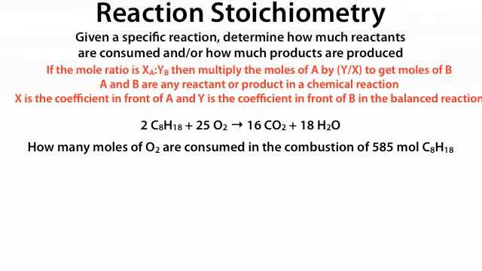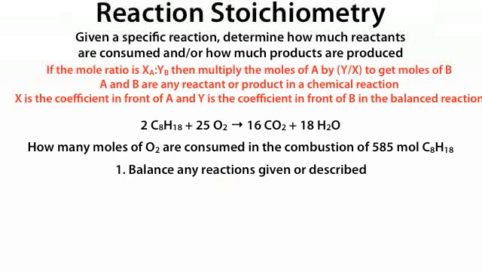Let's look at another question with the same reaction. How many moles of O2 are consumed in the combustion of 585 moles of C8H18? Step 1. Balance any reactions given or described. Here, the reaction is given and it's already balanced, so we don't need to do any work. Step 2. Convert any givens in mass to moles. We're given 585 moles of C8H18. Since that's already in moles, we don't need to do any work to convert it to moles.